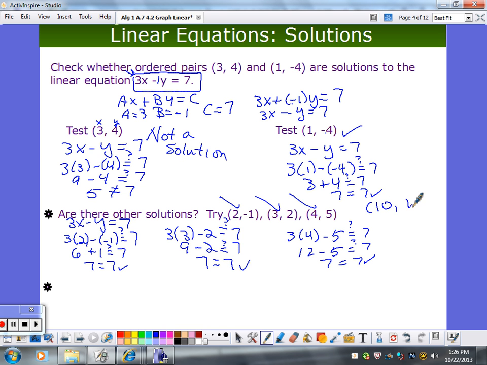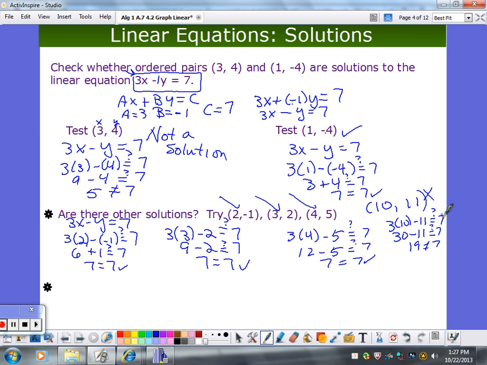How will I know if this is a solution? Let's plug it in. The only way I can do it, right? Does 3 times 10 minus 11 equal 7? 30 minus 11, is that 7? Oh, no, it's not. So, where's that 19? So, no. That one doesn't work. So, we can't just randomly pick stuff, right? It's not everything. But can we think of another one?